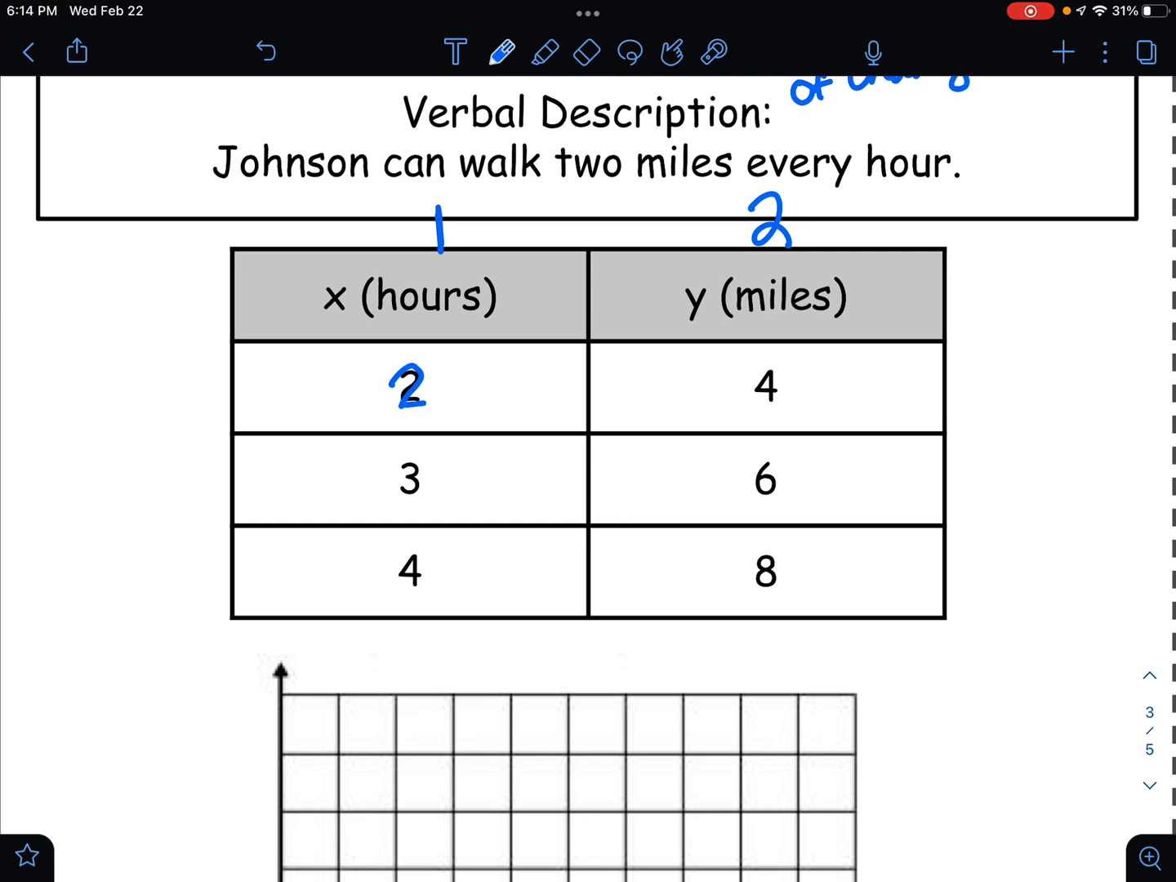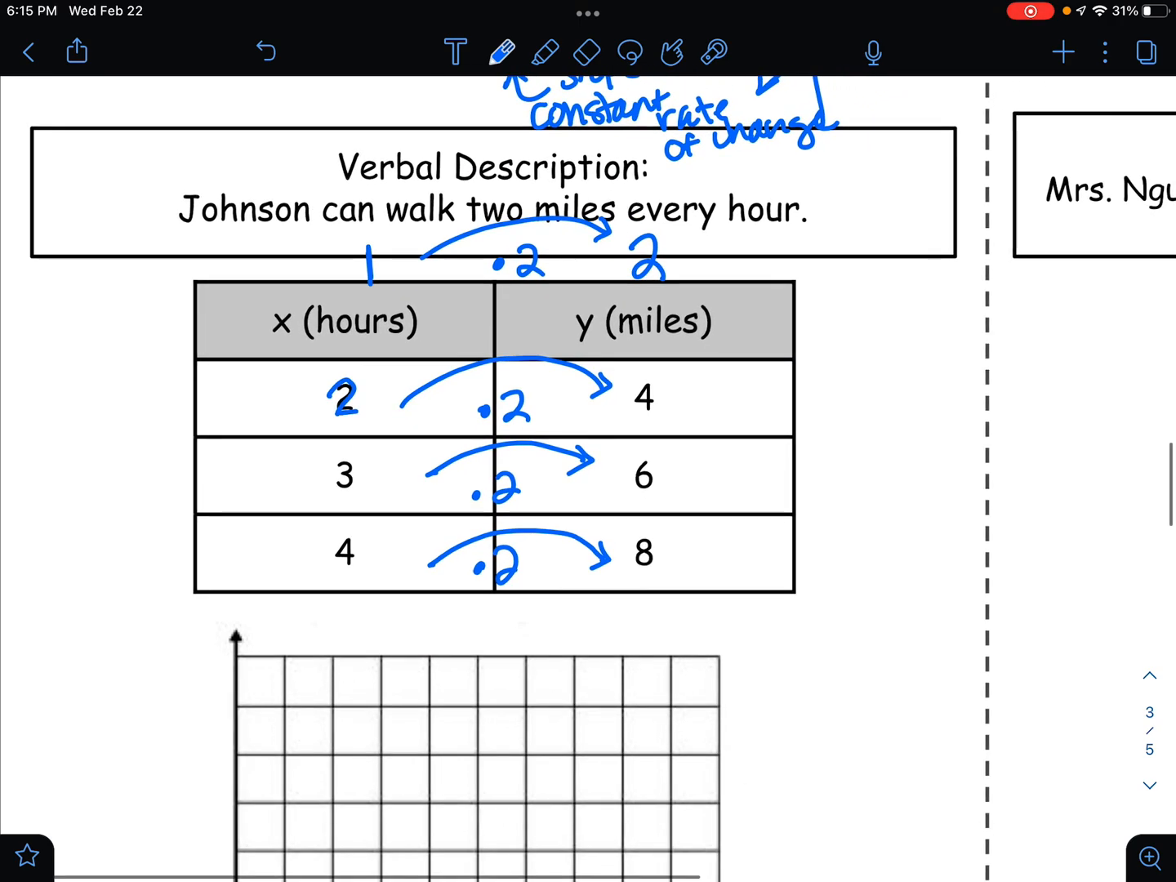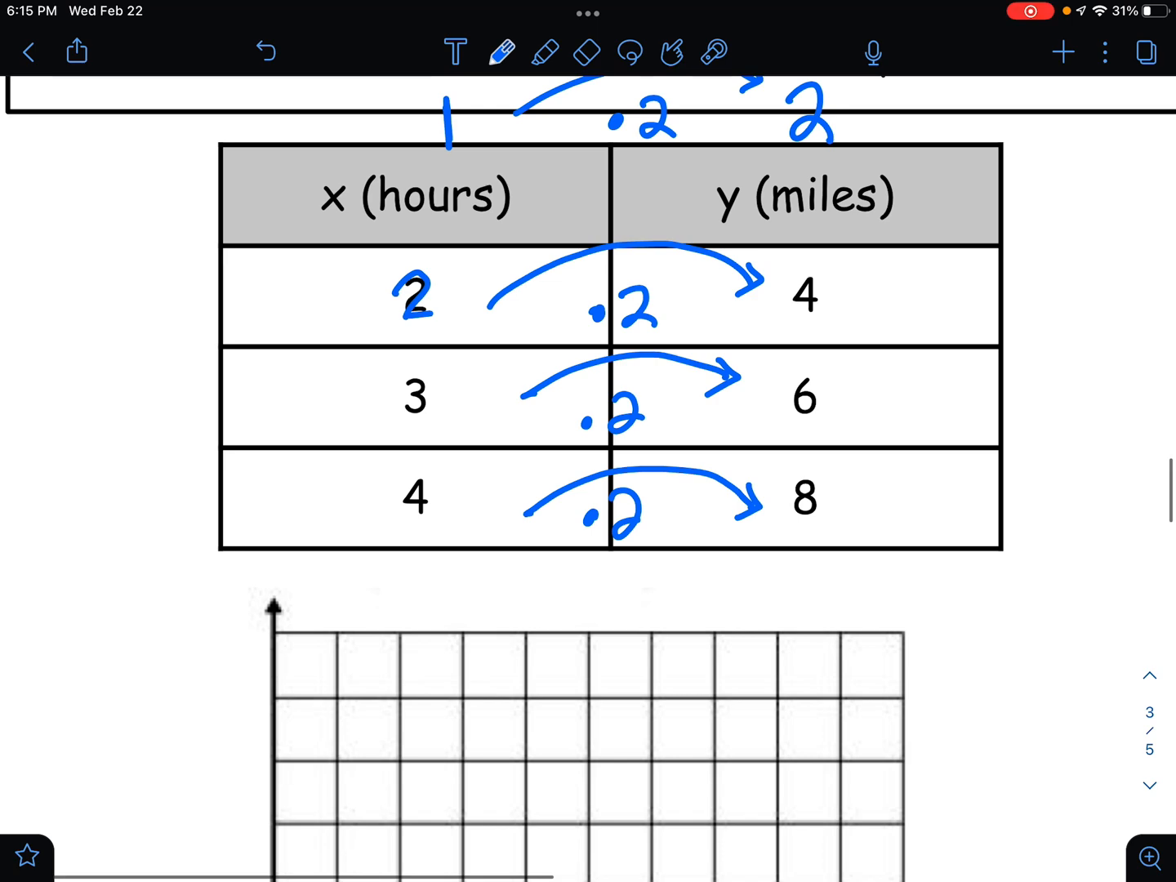So if we look at this table, we can see the relationship between hours and miles, or x and y. To go from 1 to 2 by multiplying, you multiply by 2. And we can see that same relationship happening every time. 2 times 2 is 4, 3 times 2 is 6, and 4 times 2 is 8. So this makes this a multiplicative relationship because it's multiplying by 2. We're finding the relationship between x and y.